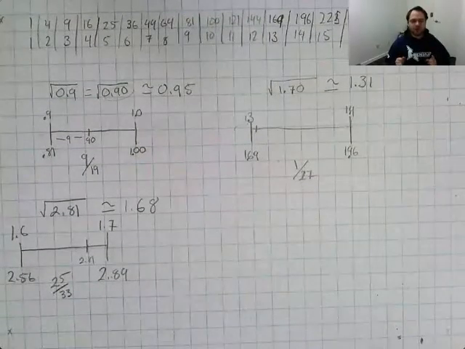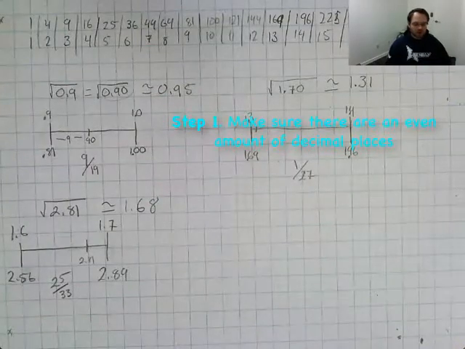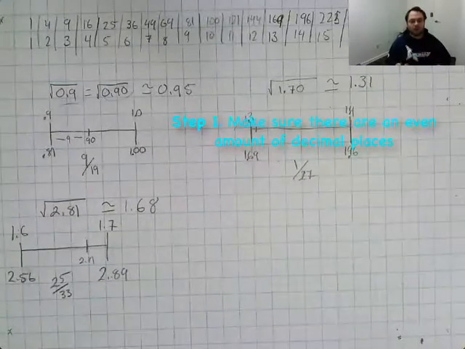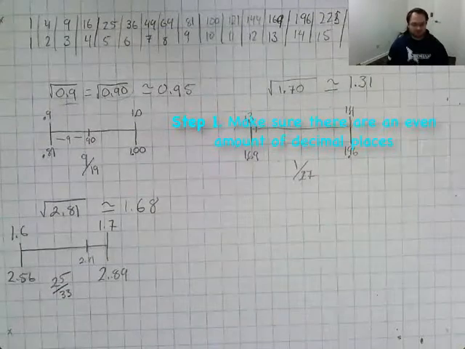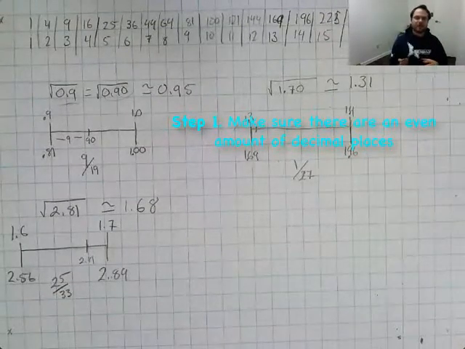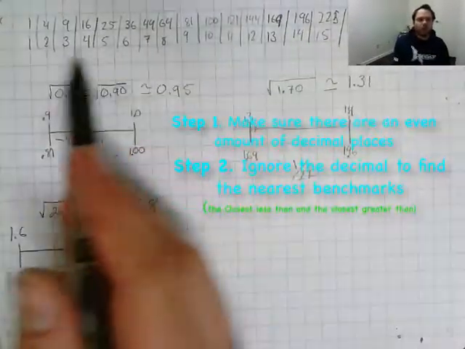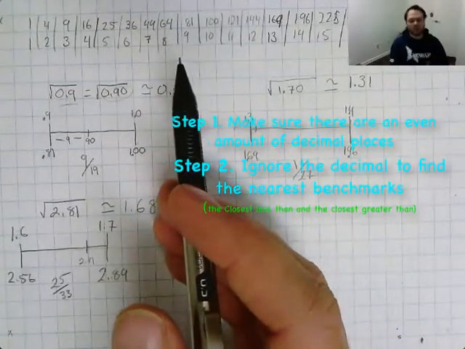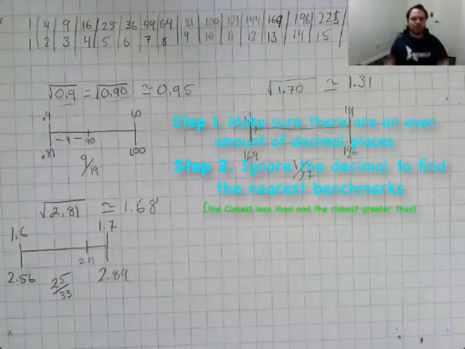Okay, now, so let's review what we are doing here. Step 1. We want to make sure we have an even amount of decimal places of the number we are square rooting. Okay? So if we have to add zeros, add zeros. Step 2. Once we have an even amount of decimal places, kind of ignore the decimal and see what my 2 benchmarks on my perfect squares are that it's closest to. One just below and one just above. Okay? Step 3 is going to be write the number line.